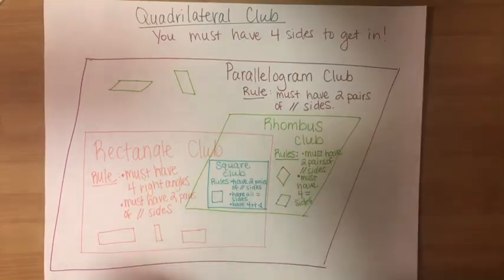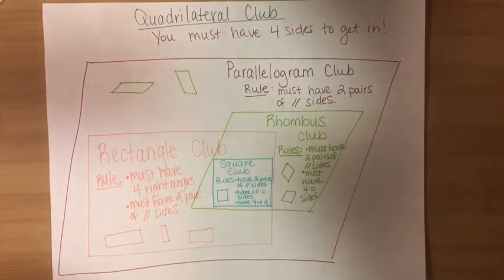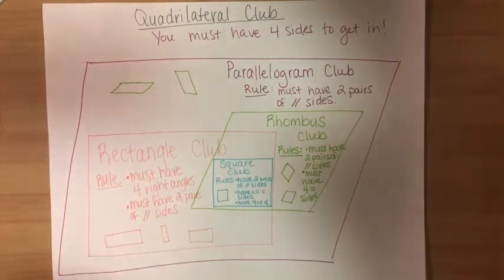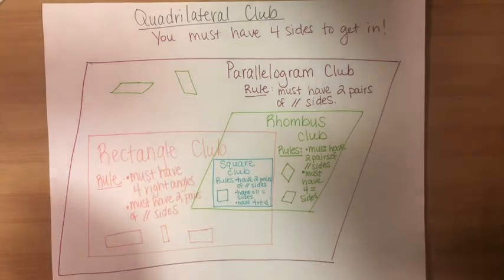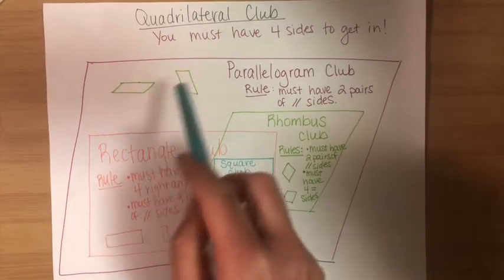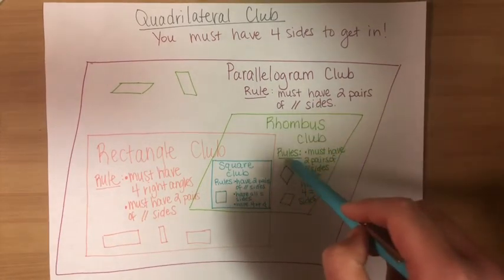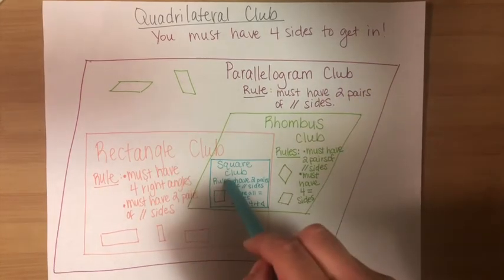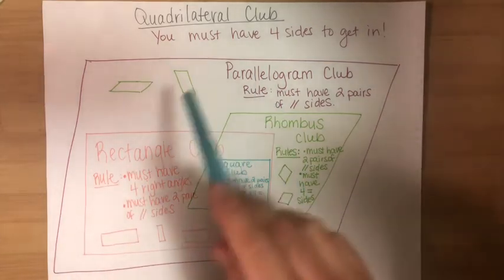So we can see that some of the shapes can get into different clubs. So the parallelograms, unfortunately, they can only get into the parallelogram club. They can't go any farther. This is your club. That's it, friend. Sorry. Then the rectangles, they can go into the parallel club if they want. They can go into the rectangle club, but that's it. They can only go into these 2. The rhombuses, they can go into the rhombus club. They can go to the parallelogram club, but they can't get into the other 2 clubs. But the squares, dude, the squares can get into any club they want.